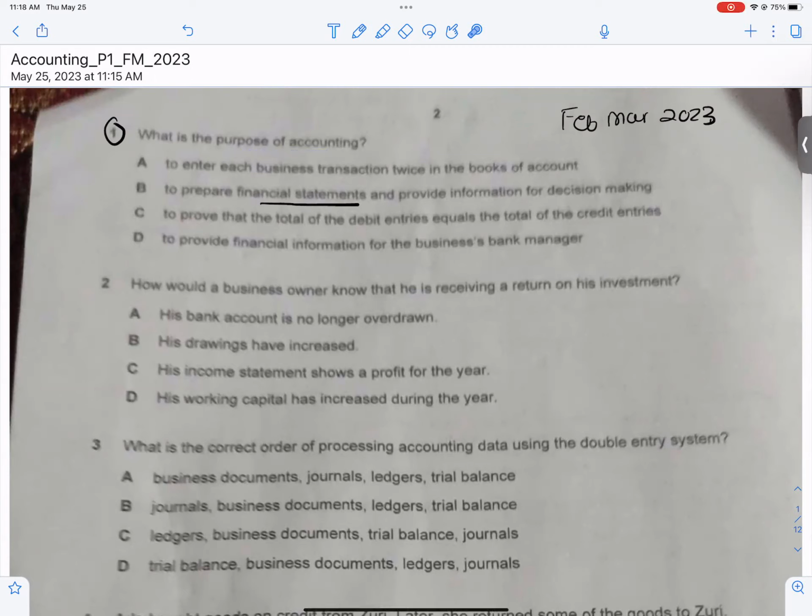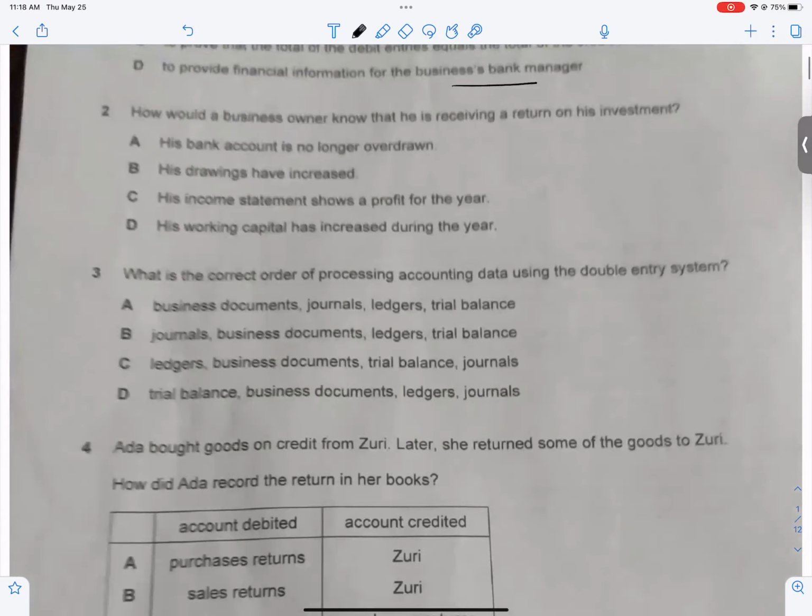It would be to provide financial statements and to provide information for decision making. To prepare the financial statements. Entering transactions twice could not be the purpose of accounting. Making debit equal to credit could not be the purpose of accounting. Giving information to the bank manager is not the purpose of accounting. The purpose of accounting is to prepare financial statements. So the correct option is B. Go to the next. Correct, this is option B.